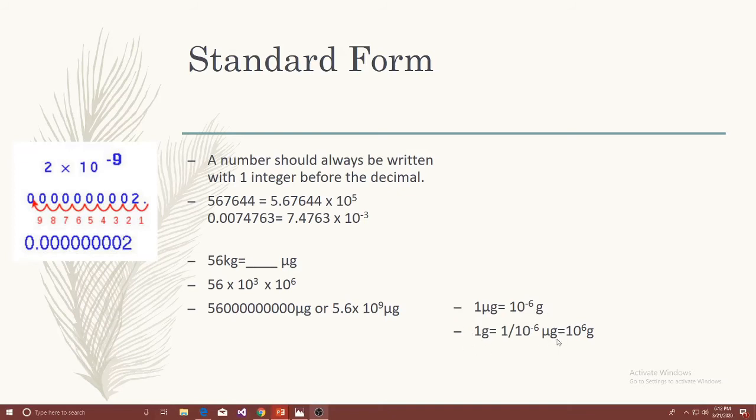If you know the rules of indices, you know that when the denominator is changed into the numerator, it will lose its negative sign on the power. So that's what happened here, and this is our value. See, this is a huge value. To sum it up, we use standard form.